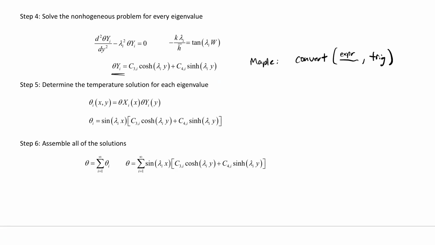Okay, so we have our hyperbolics ready to go here. Step five, determine the temperature solution for each eigenvalue. That means we're bringing everything back together. We bring back together theta x and theta y and multiply them. This is our theta x here, sine, and then here's our theta y. We bring the unknown coefficients into the equation, so we are left with basically two sets of unknown coefficients, infinitely many of them. Then we assemble all the solutions, meaning all the I solutions come together to form a single theta solution.